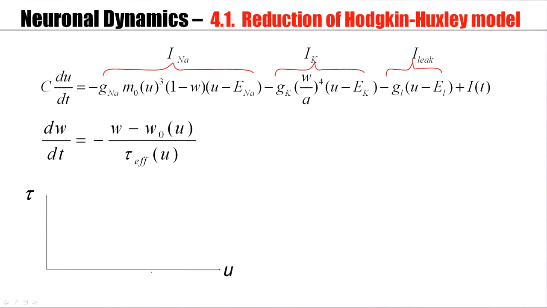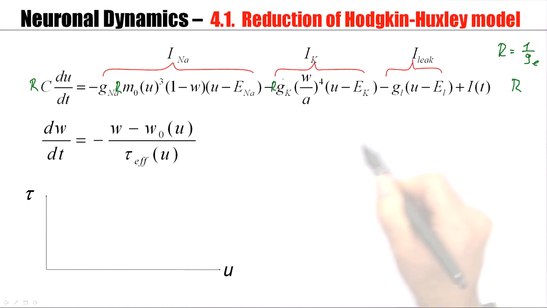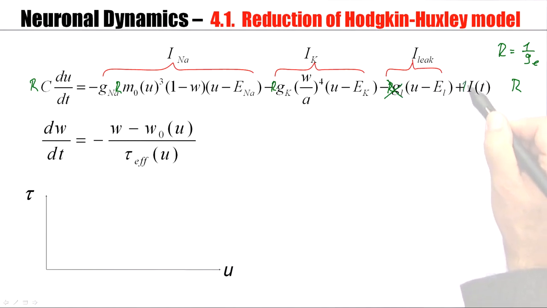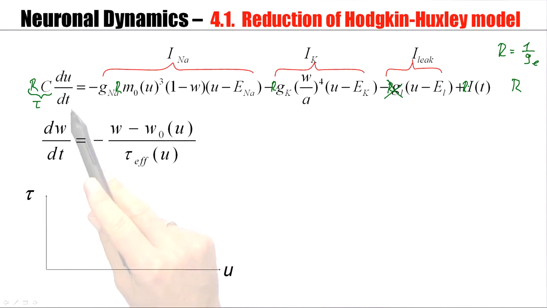What I can do now is I can try to pull out a time constant. I multiply with R, where R is 1 over GL. I multiply with the leak resistance. So I have here RC, and then I have here GNA times R, R times GK, and then R times GL will go away, R times I. And this is the membrane time constant tau that controls the dynamics of the voltage variable U.